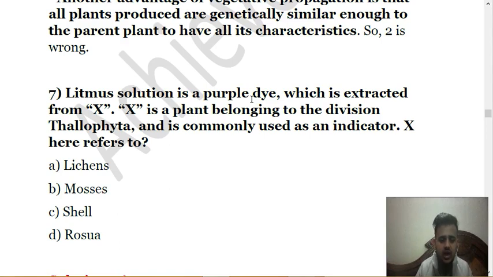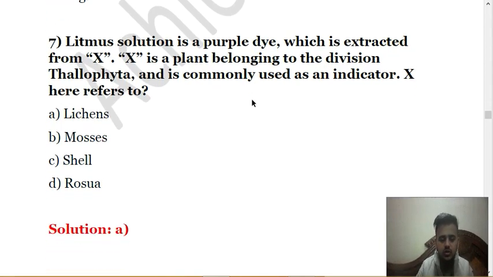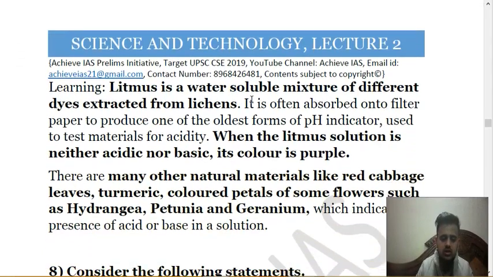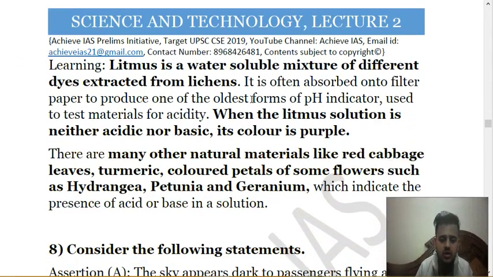So basically, the dye that is obtained from lichens is purple in color, so it changes its color into blue or red depending upon the acidic or basic nature of the solution. So if it is acidic, then the purple dye will turn red, and if it is basic, then it will turn blue. So the solution is A, lichens. This litmus solution is neither acidic nor basic, its color is purple.